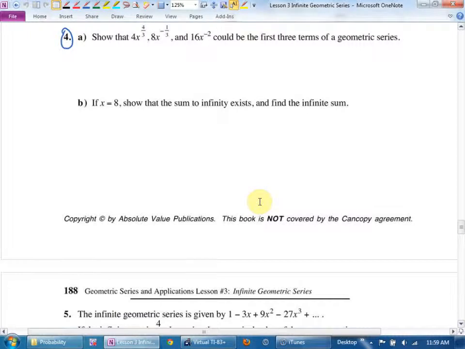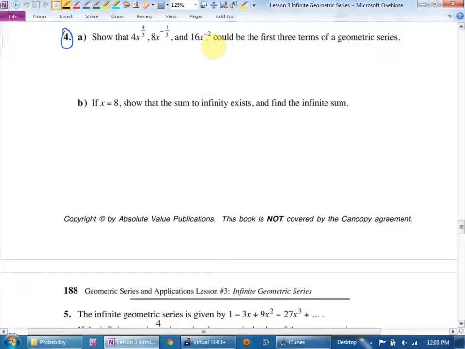So questions from the homework, number four. Amy, first of all, it says, show that this could be the first three terms of a geometric series. What they're really saying is, is r the same from here to here to here? How can I find r always?